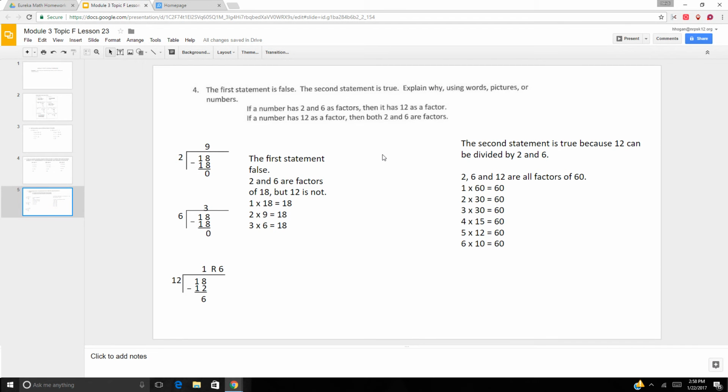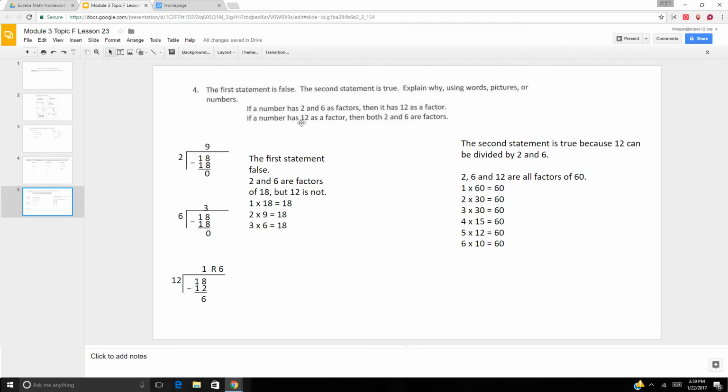And this one's a little trickier. The first statement is false. The second statement is true. And we have to explain it. If a number has 2 and 6 as factors, then it has 12 as a factor. Well, because you would think 2 times 6 is 12, but that's not true. The first statement is false. 2 and 6 are factors of 18, but 12 is not. So it's not always true. You have to start with the larger number.